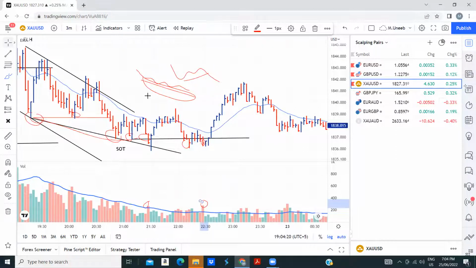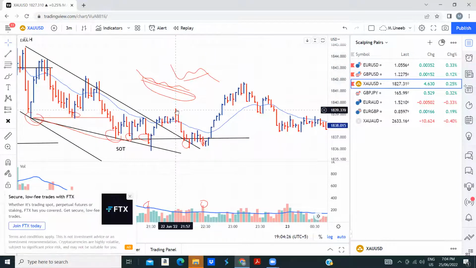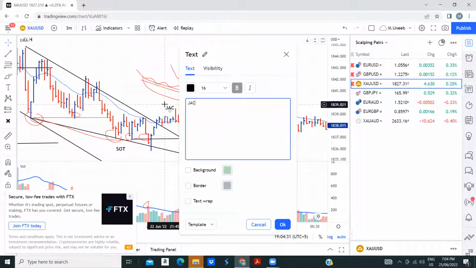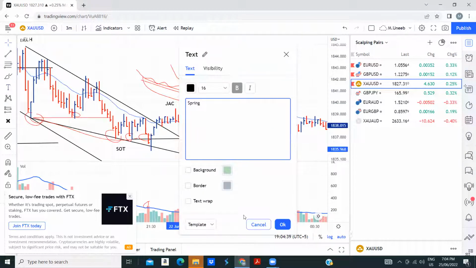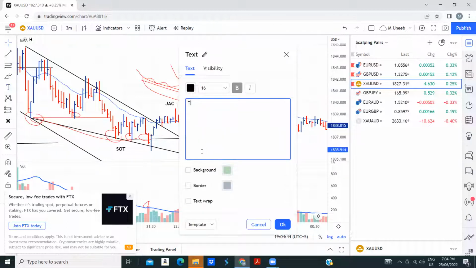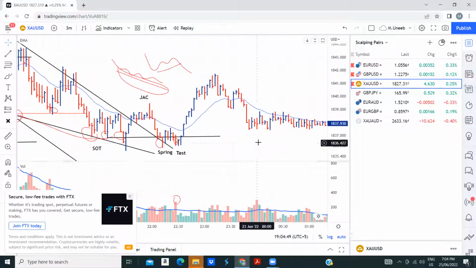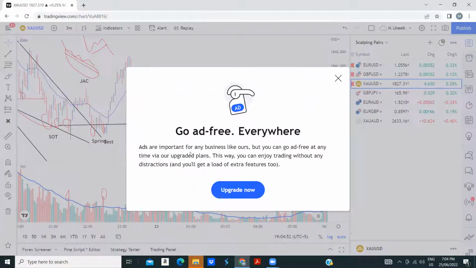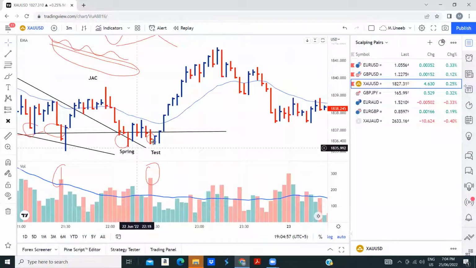And finally, what do we see here? This one here, jump across the creek. And as I told you, if this is jump across the creek, this is what? This is spring. Okay, this is our first location, our second test here. Test of spring. And after test of spring, what do we notice here? Okay, test of spring. Got it?